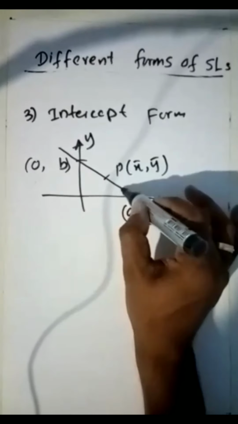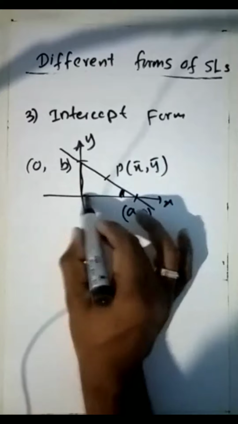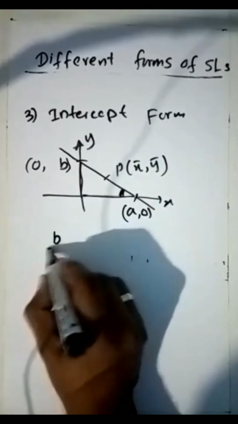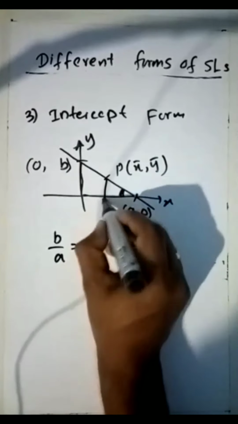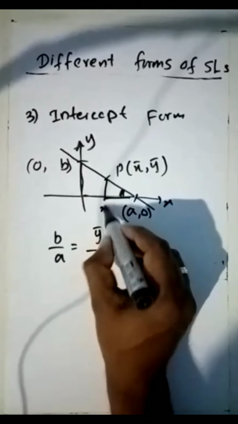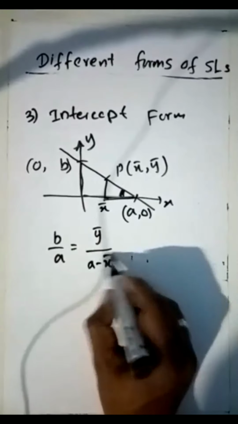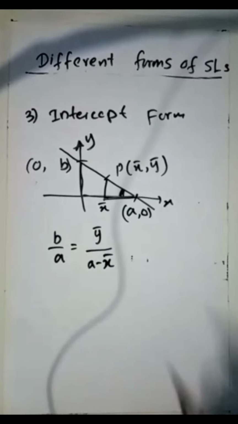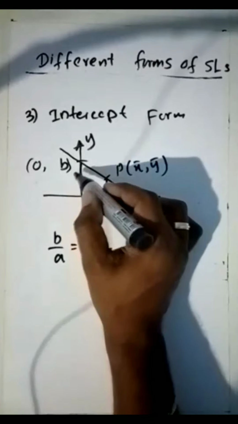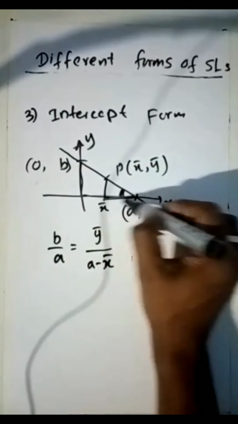Then I'm going to write this angle tan value. B divided by A, according to my diagram. B divided by A equal y bar divided by, here this length, this coordinate x bar, then A minus x bar. Okay, here given data x-intercept and y-intercept. Here B over A equal y bar over A minus x bar.